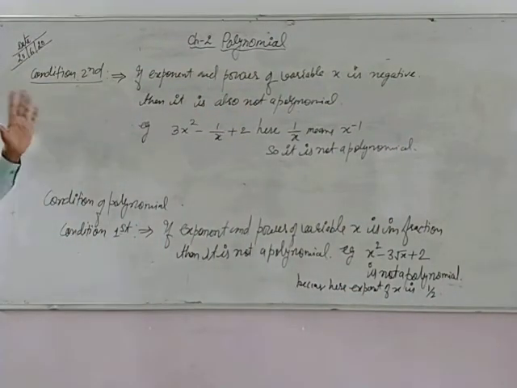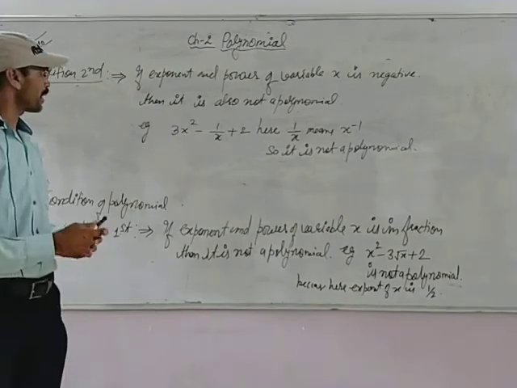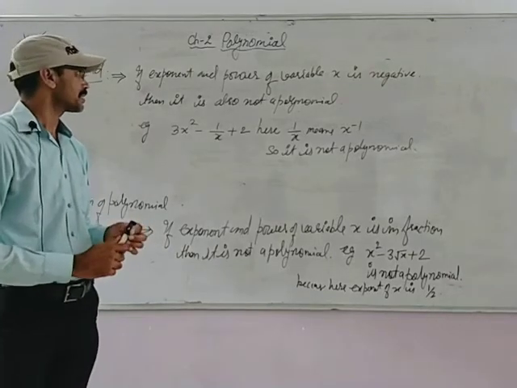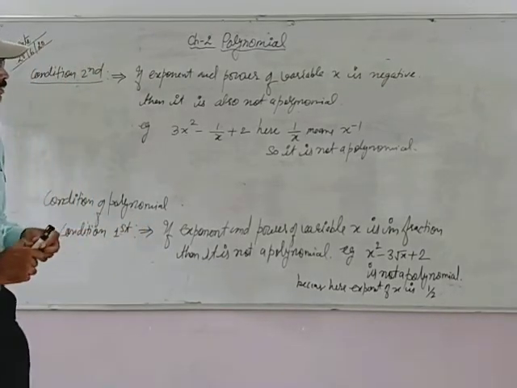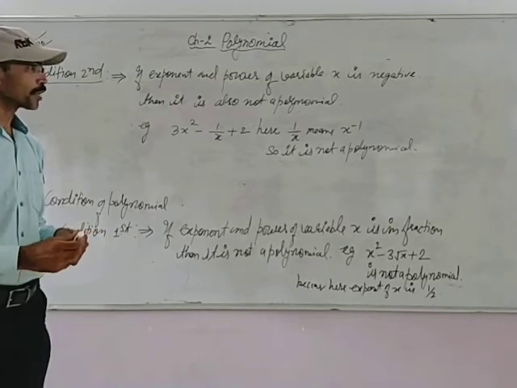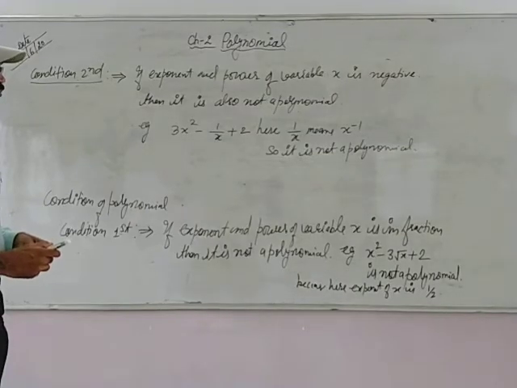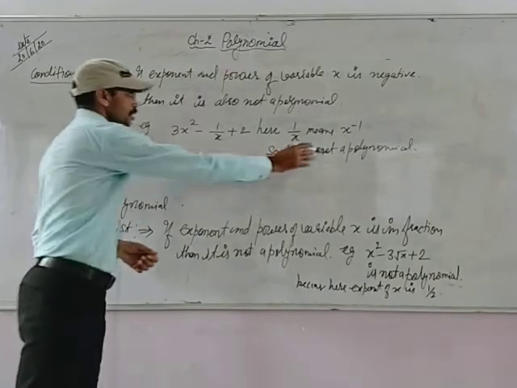Now condition second, I am explaining again: if the exponent or power of variable x is negative, then it is also not a polynomial. Example, 3x square minus 1 upon x plus 2. Here 1 upon x means x raised to the power minus 1, so it is not a polynomial.